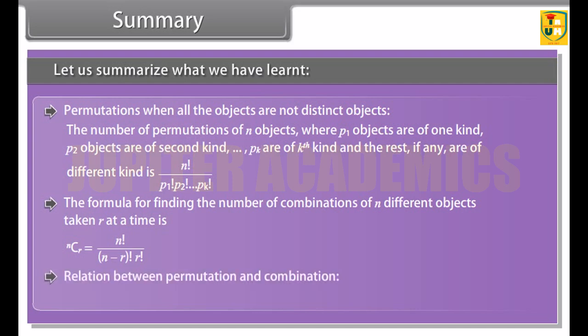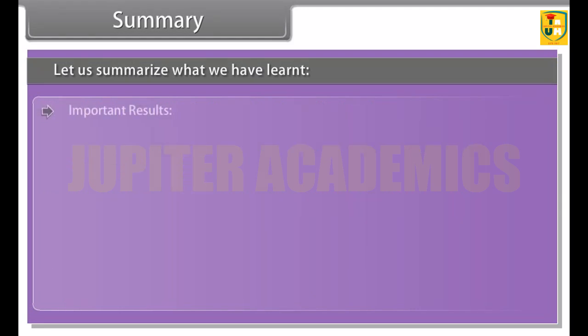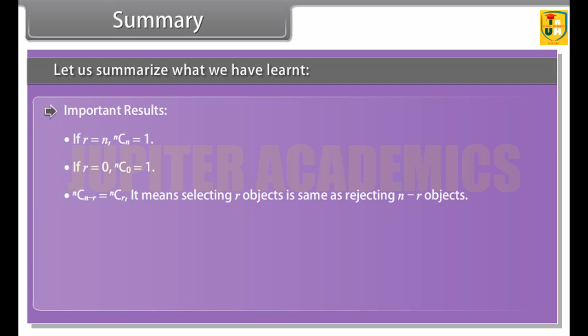Relation between permutation and combination. nPr is equal to nCr into r factorial, 0 is less than r is less than or equal to n. Important results. If r is equal to n, nCn is equal to 1. If r is equal to 0, nC0 is equal to 1. nC(n minus r) is equal to nCr. It means selecting r objects is same as rejecting n minus r objects.